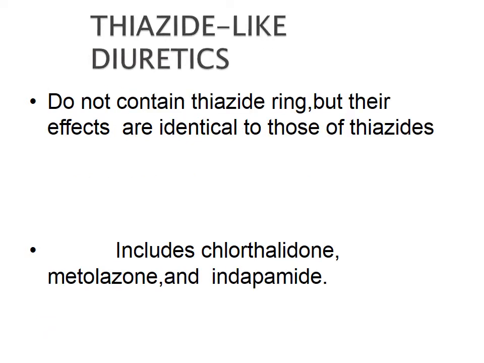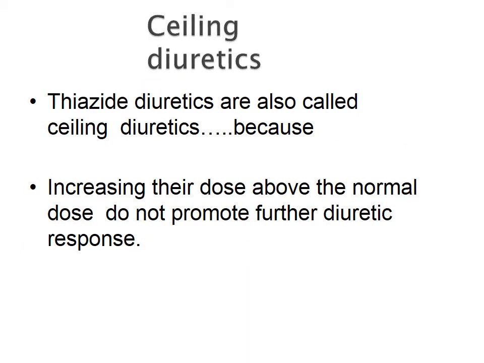Now, thiazide-like diuretics. These are the diuretics that do not contain the thiazide ring, but their effects are identical to that of the thiazides, and among them are chlorthalidone, metolazone, and indapamide. Now, ceiling diuretics. What are the ceiling diuretics?